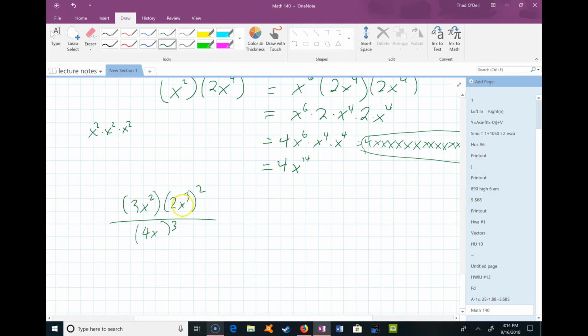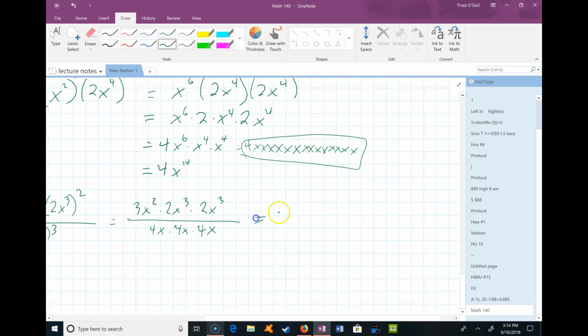But keep in mind here, this is 2 squared and that's x cubed squared, right? Or another way to think of it is, right away you could say this is 3x squared times 2x cubed times 2x cubed. So I'm just applying what the squared means. Factor this out, and this is 4x times 4x times 4x. Okay?